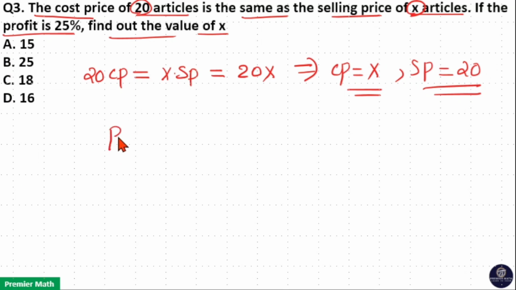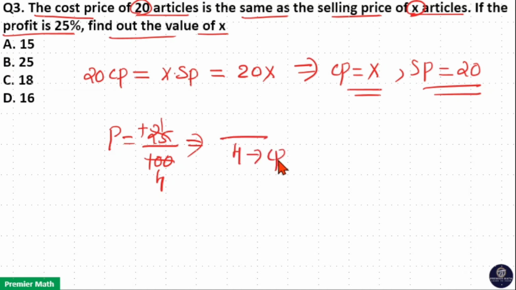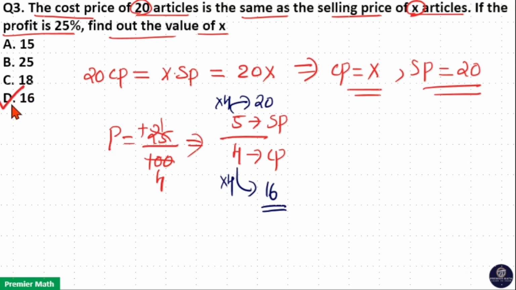Then here profit is 25% means 25 by 100. Profit means plus. Now 25 goes 4 times in 100. So plus 1 by 4 means if 4 part is the cost price, then 1 part is the profit generated. So 4 plus 1, 5 part is the selling price. Now you can see here 5 part is the selling price given to us, that is 20. Now this 5 part is equal to 20, which means 1 part is equal to 4. Then cost price is here 4 part. 4 part is equal to 4 into 4, 16 rupees. So option D is your answer.